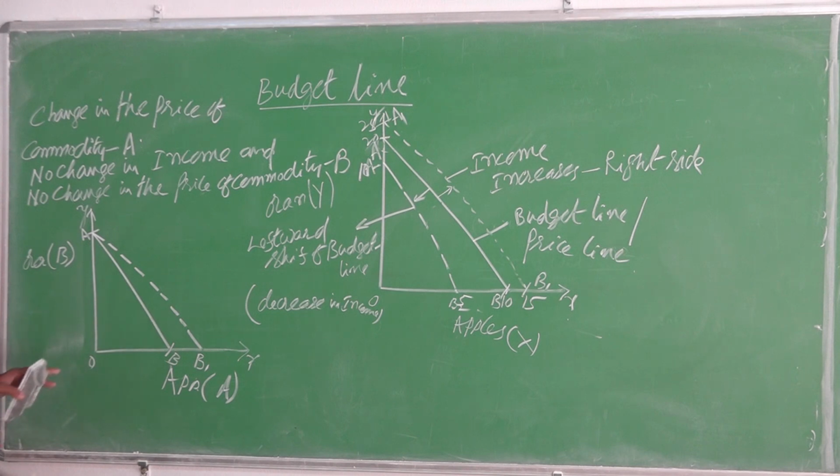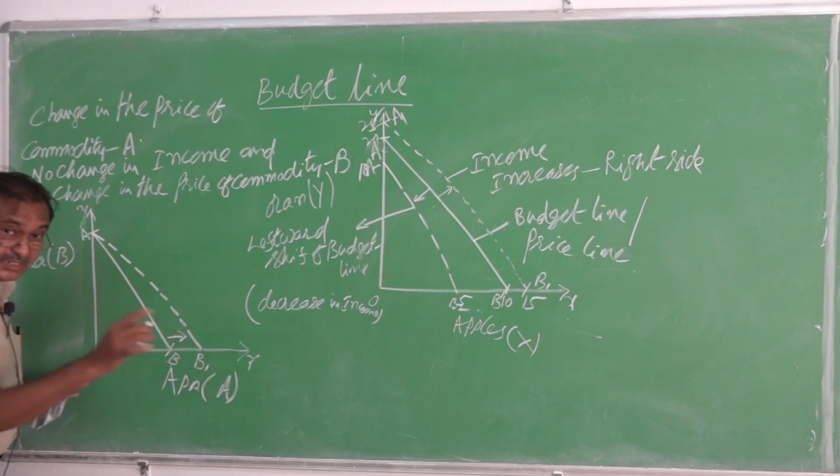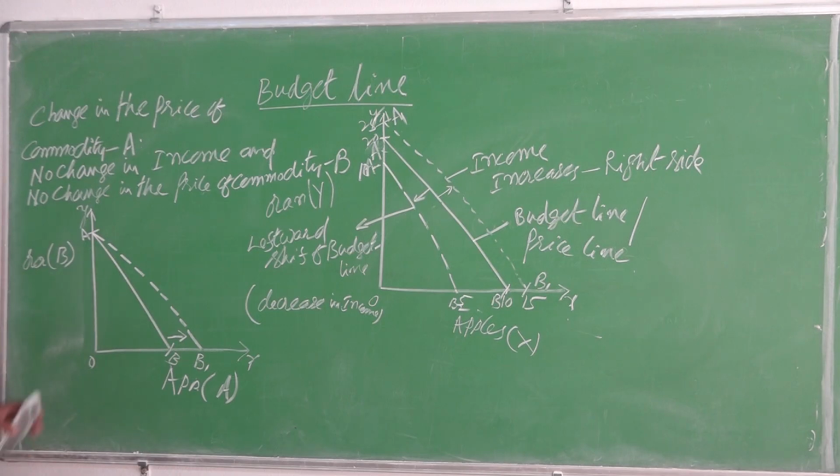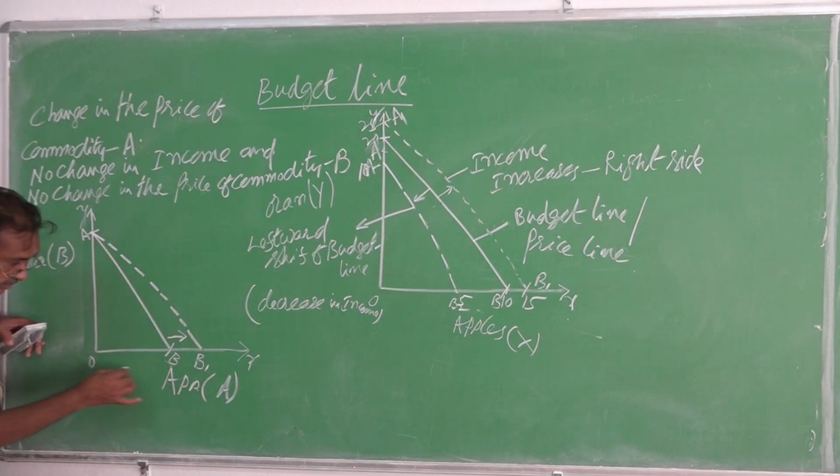So, before that, at the rate of 10 rupees, he can purchase OB quantity of apples, maybe 10 apples, 10 into 10, 100 rupees. If it is 5, he can purchase OB1, this more quantity he can purchase. No change in income and no change in the price of oranges or B commodity. That is why the origin point is the same. He can purchase more apples or more of A commodity. Before it was OB, now it is OB1.